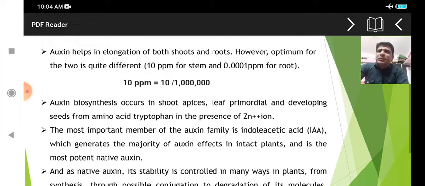Auxin helps in the elongation of both shoots and roots. However, the optimum concentrations for the two are quite different. That is 10 ppm. 10 ppm means parts per million. One million is equal to 10 lakhs. Means in a 10 lakh ml concentration, there is only 10 of that particular auxin. It is a very little concentration.